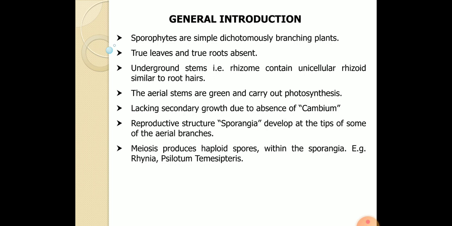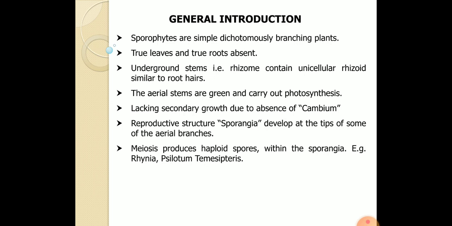Okay, the sporophyte, the general characteristics of the Psilotum. First, the sporophytes are simple and dichotomously branching. The true leaves and the true roots are both absent. That's why I told you the Psilotum is called a rootless, leafless pteridophyte.